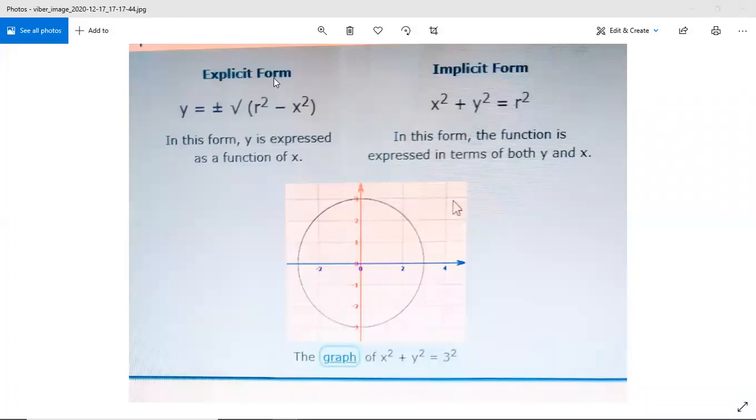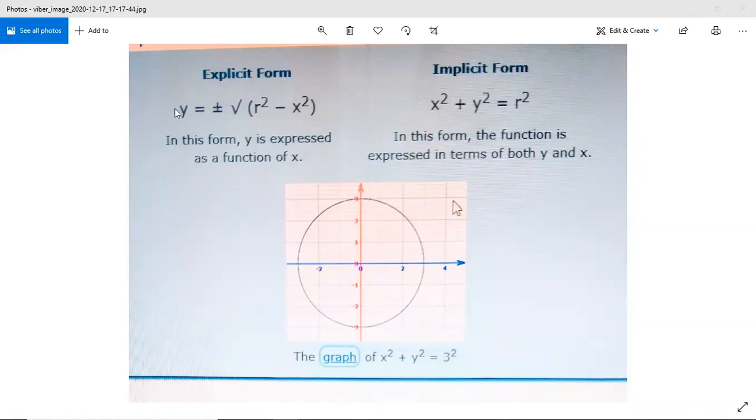What do explicit and implicit mean? Explicit form, like this one, we can write y in terms of x, y on the left hand side and x on the right hand side. In this form, y is expressed as a function of x. But this one is implicit, we have x and y on the same side, and we can't write y in terms of x, or it's hard to write it. Okay, this is implicit and this is explicit.